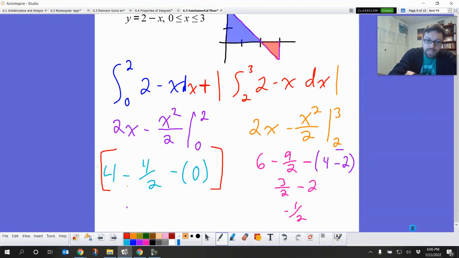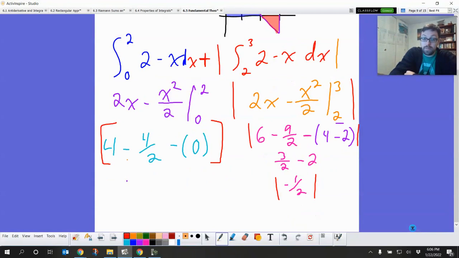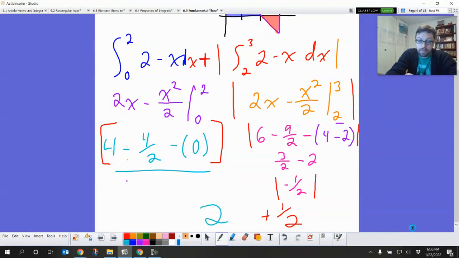But remember, way back at the beginning, we did the absolute value of all that stuff. So it's the absolute value of that stuff right there. So that's going to become a positive 1 half. So you could do that absolute value as you're going along, or like I did, just take care of it at the end. Now this teal section over here, 4 minus 2 is 2. Minus 0 is just that. So then our overall area between the curve and the x-axis is 3 halves.